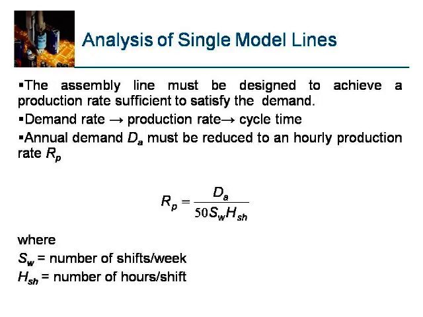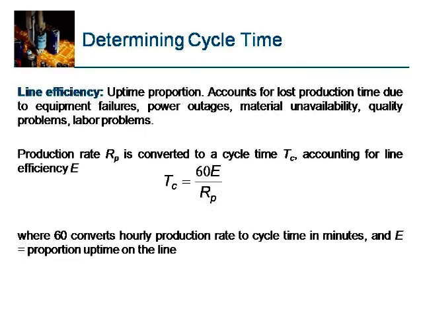And if you have 50 weeks in 1 year, then RP is the hourly production rate, and DA is the annual demand, which can be easily calculated. RP can be easily calculated using this formula. Line efficiency.